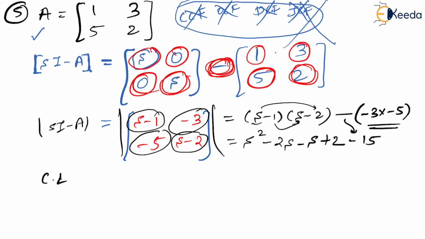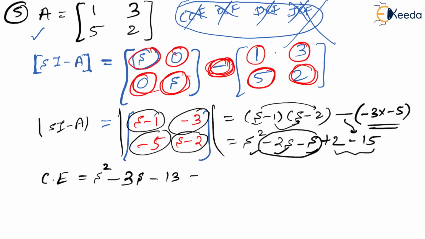So if I think of the characteristic equation in totality, it becomes s squared minus 2s minus s, which combined becomes minus 3s, and plus 2 minus 15 becomes minus 13, equal to 0. This is the characteristic equation. Now if you just place this in your calculator, you get s equal to 5.4 and s equal to minus 2.4.